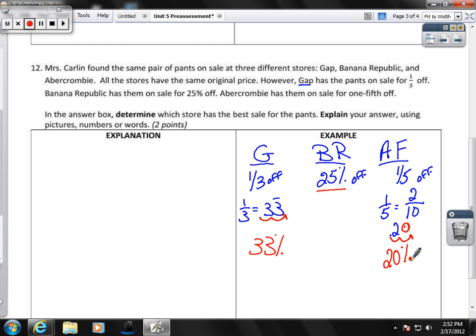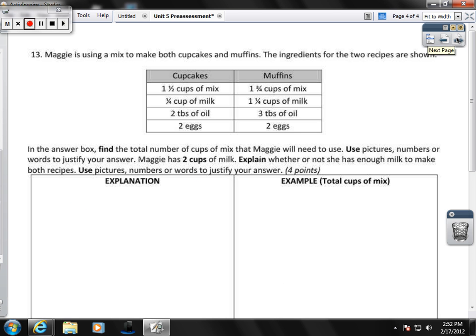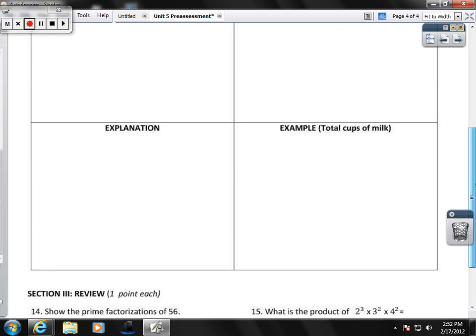That leaves me with Gap giving me the most bang for my buck, the most amount of money off, 33% off the original price. So that's probably where I would shop. And of course, you would want to explain kind of what we did. So again, I'm trying to go a little bit quick here. And I believe this is the last question we have.